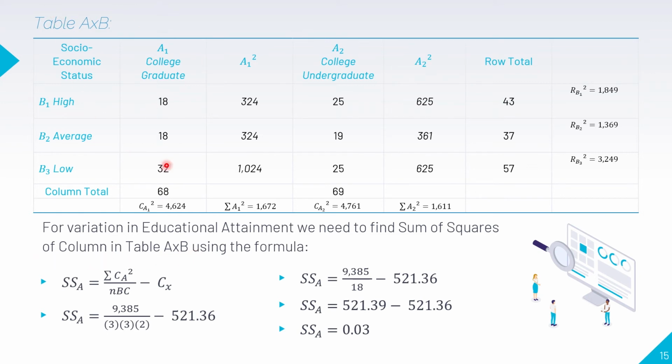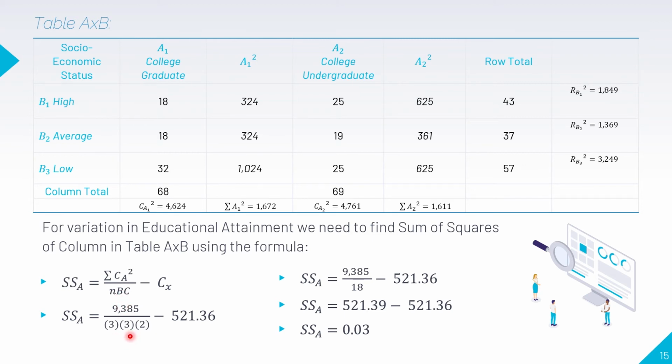Using the formula SSA, A is our educational attainment, right? So SSA is equal to summation of CA squared over nbc minus CX. So our summation of CA squared, this one and this one, let's just add this one, and we have 9,385 over 3 times 3 times 2. So our n is 3. Since we have 3 n, we have the 3n. And then our b is also 3.